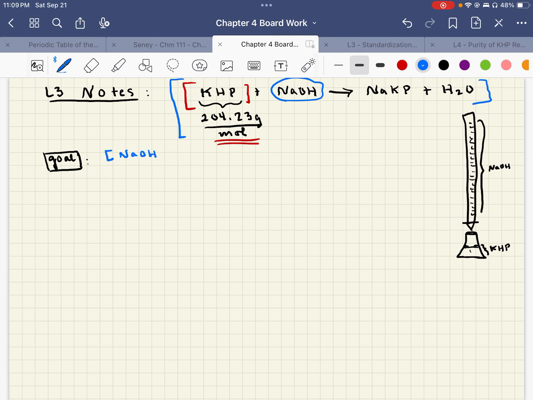When I refer to concentration, that means I want the number of moles of sodium hydroxide in the total volume of sodium hydroxide that is dispensed. And that is in molarity, or molar. So that's the big M with a line underneath it.